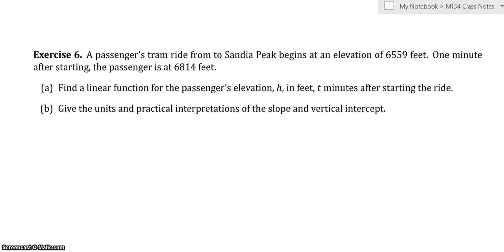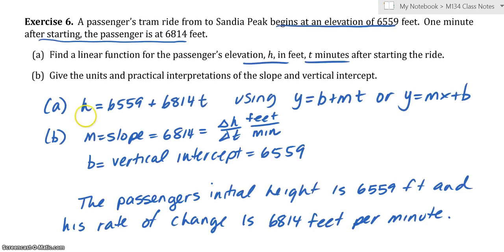Last one to try, exercise 6. Go ahead and try this and come back when you're ready. Here's the solution. We have to come up with our own formula. This is the initial amount, the beginning amount, and this is the slope. So I just use the formula, and I explained what it means. The passenger's initial height is 6,559 feet, and the rate of change is 6,814 feet per minute.